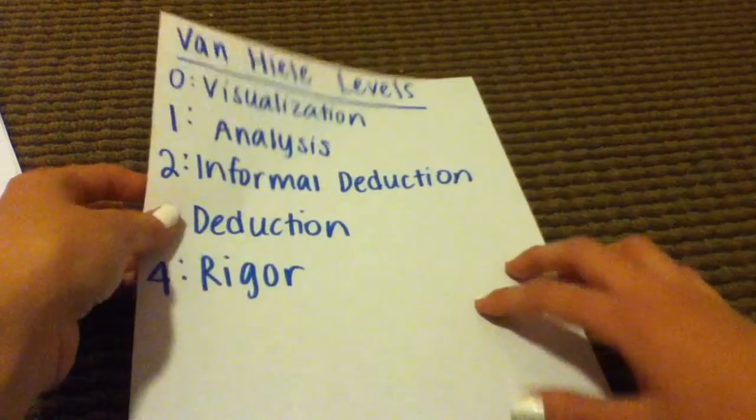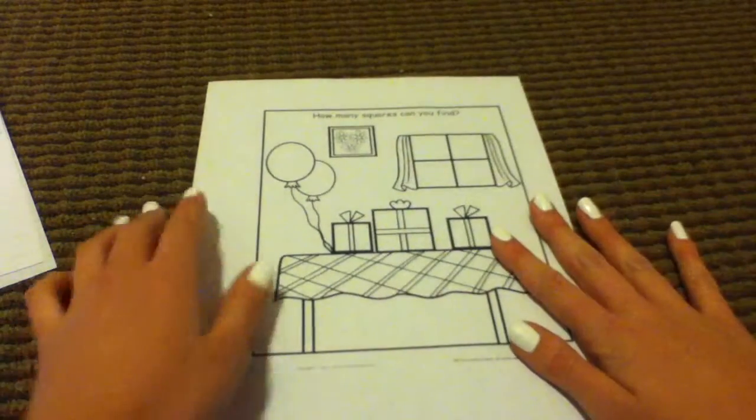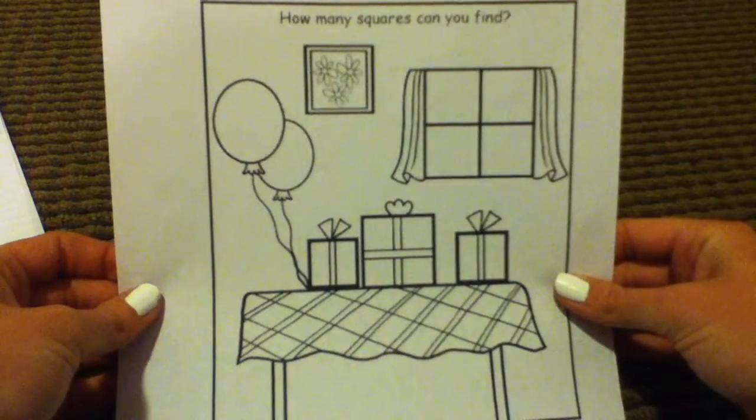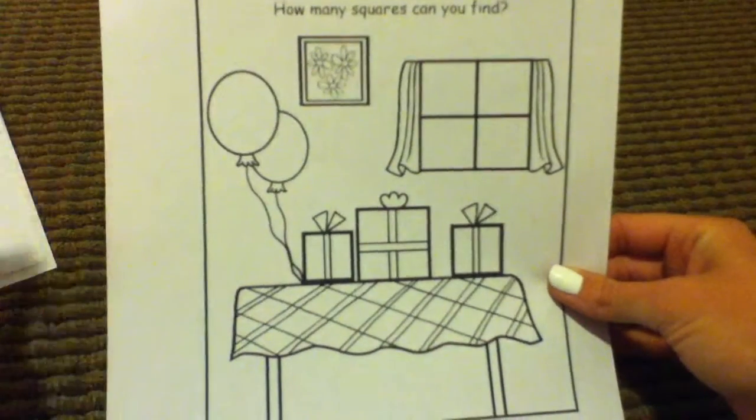So the first level that we're going to look at today is level 0, visualization, and we're going to look at a way we could support a student at this level. This would be appropriate for probably kindergarten or first grade, and I have this worksheet that would be really good for someone at a level 0. It says, how many squares can you find?